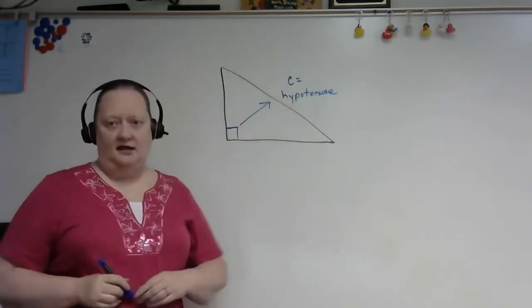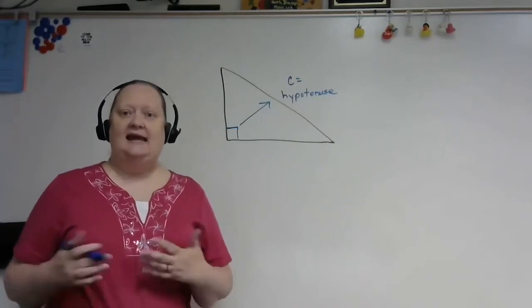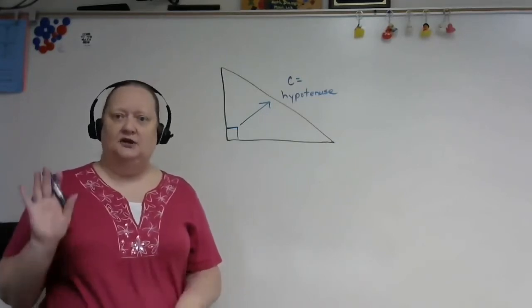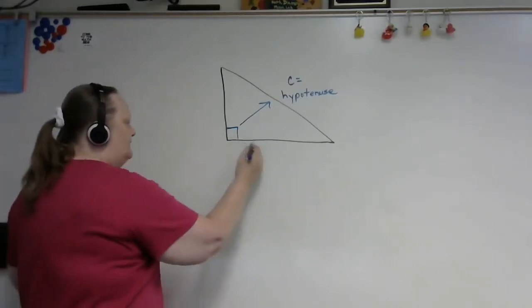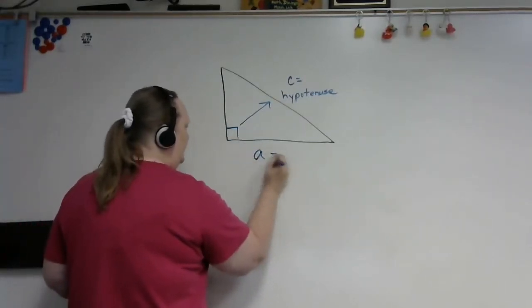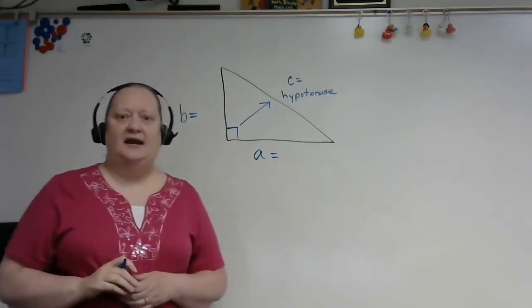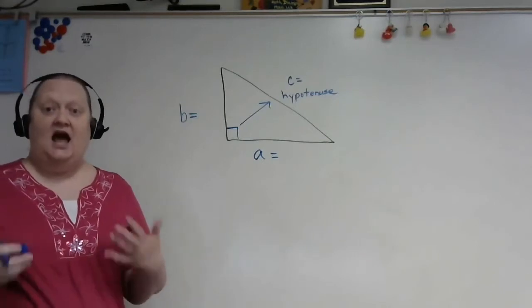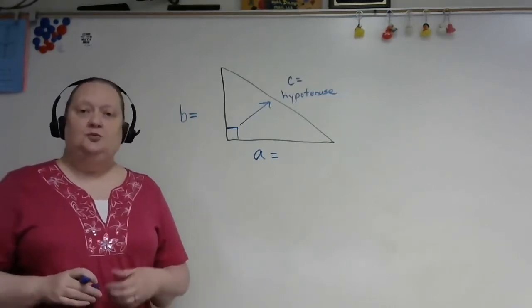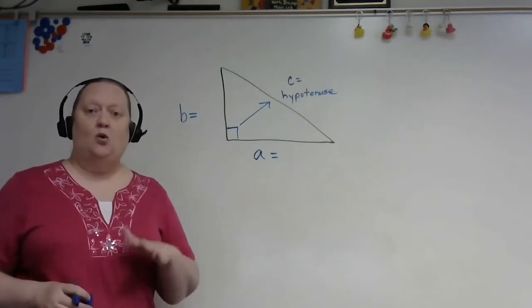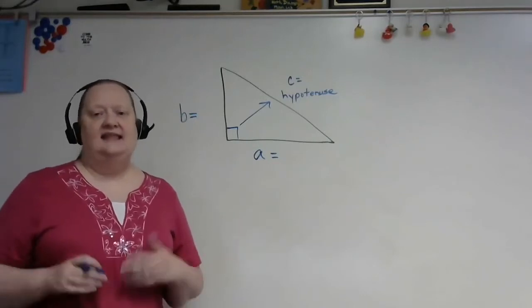Your other two sides are labeled A and B, and A and B are your legs. Now your legs are interchangeable, so you can label them either direction. For our case, I'm going to label this one A and this one B. So we have A, B, and C of our legs and our hypotenuse. Then you will either have a drawing or words that tell you what we have, and that will be given.